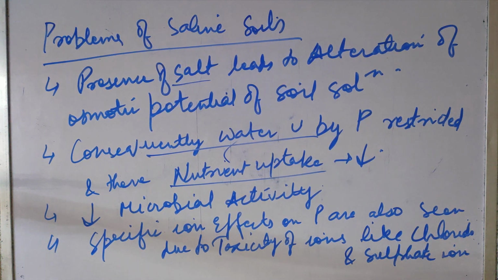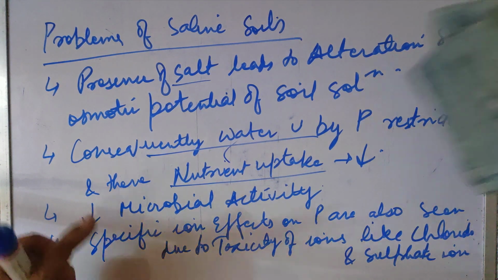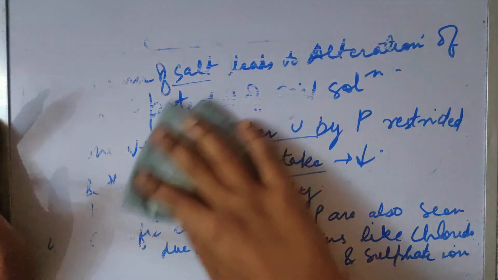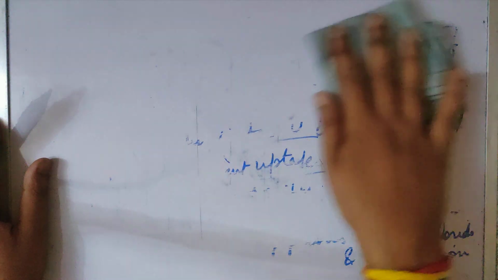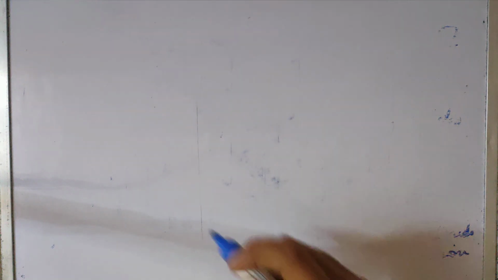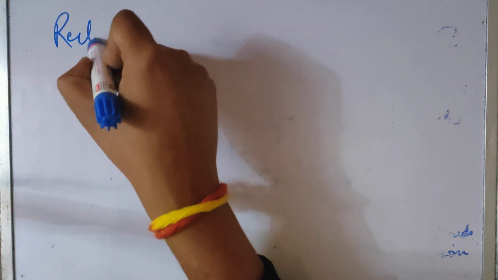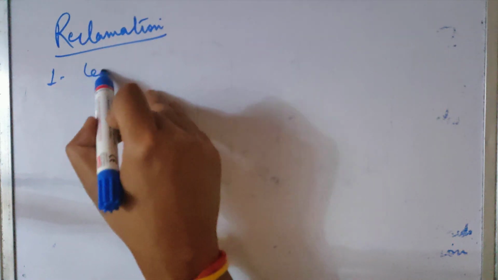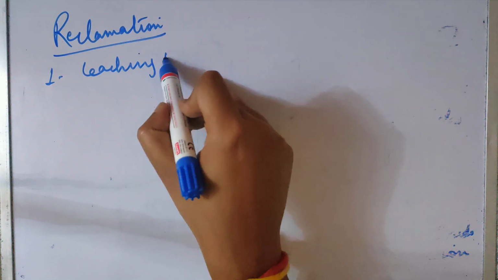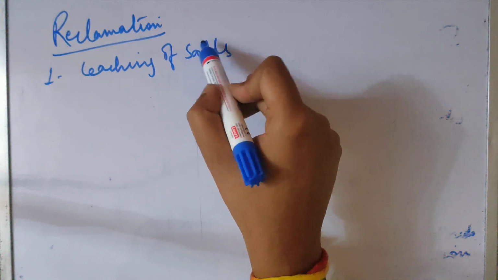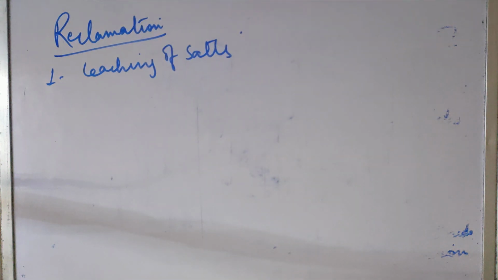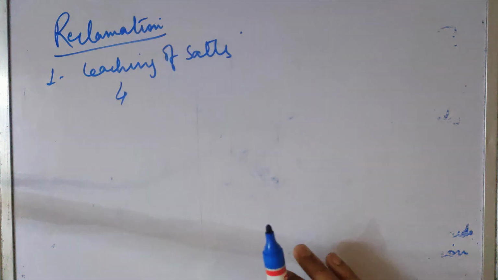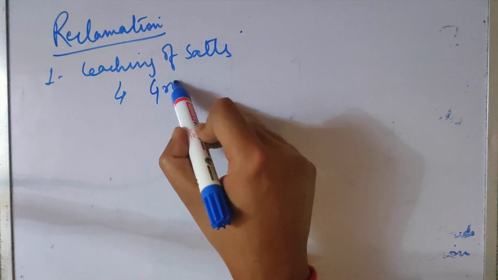So how will you fight these problems? How will you reclaim them? Reclamation of saline soils. First of all, we will leach the salts. Leaching of salts by growing salt tolerant crops.